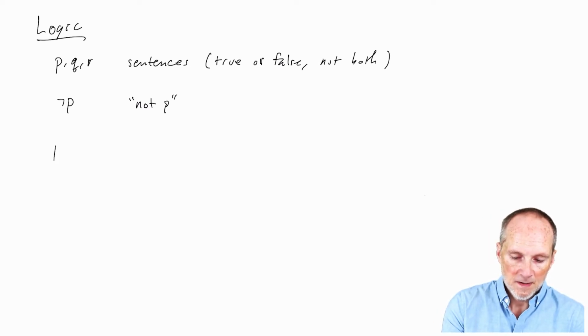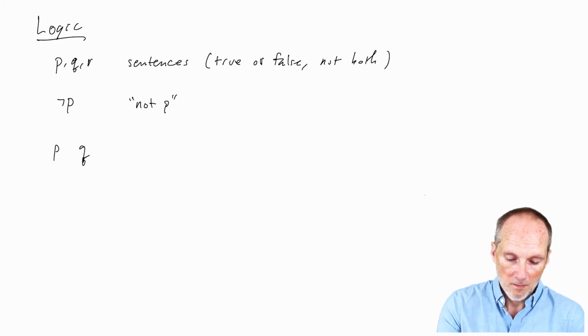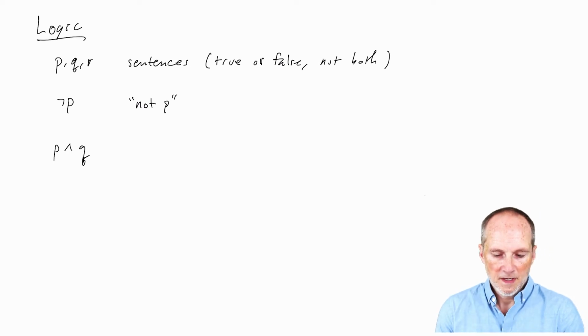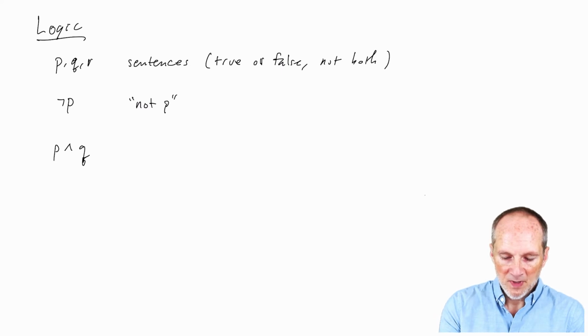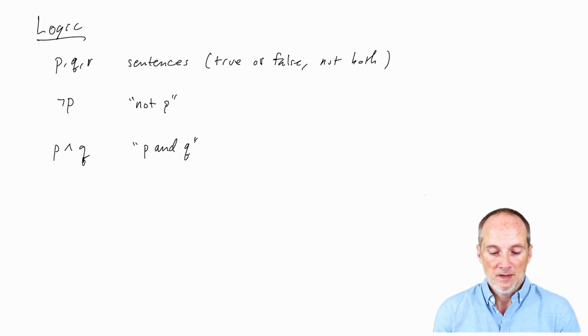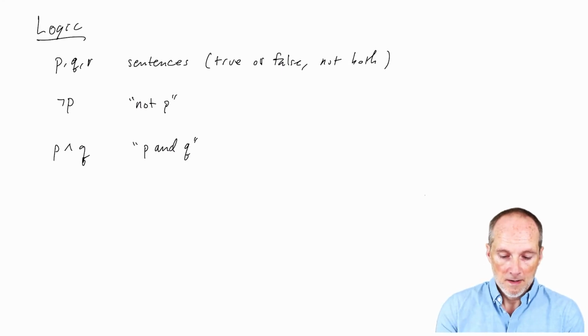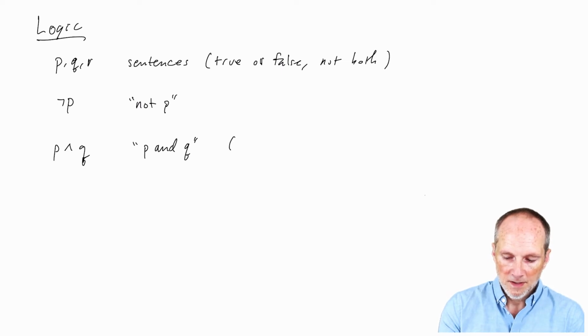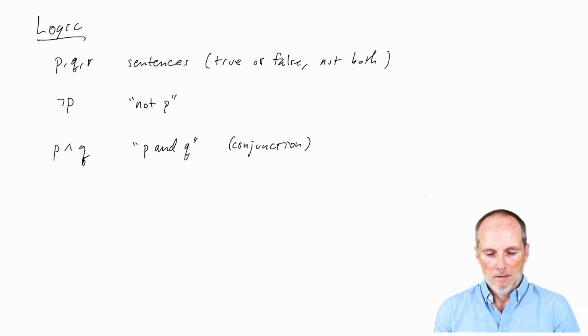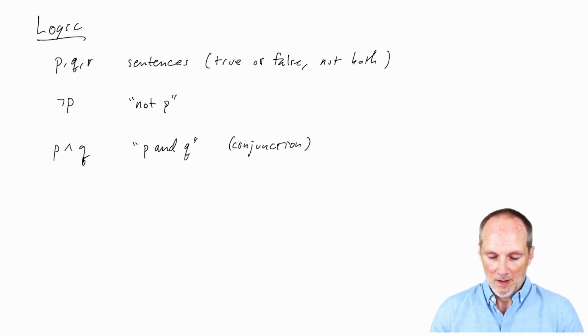Suppose we have two sentences, P and Q, and we want to say that they're both true. Well, there's notation for that again. It's this kind of wedge shape. We put that between them, and this is saying that P and Q are both true. This is the compound sentence P and Q. This is called conjunction. The term that's used is it's an operator because it's operating on two different sentences to give us a new sentence.